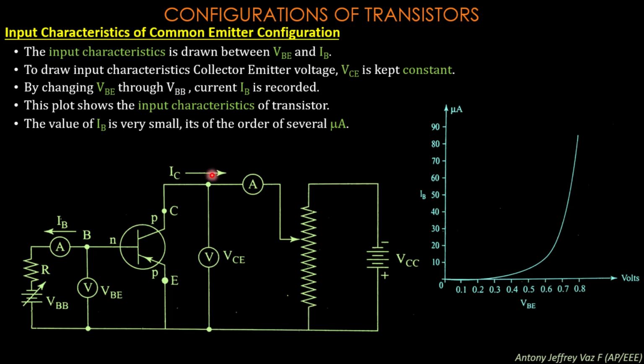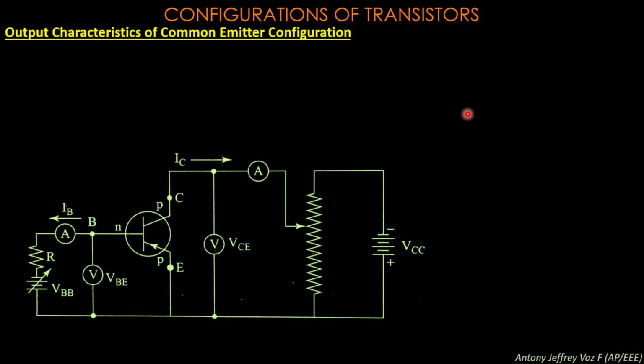The value of IB is very small. It is of the order of microamperes. So the base current rating of the transistor will be very small, in the range of microamperes.